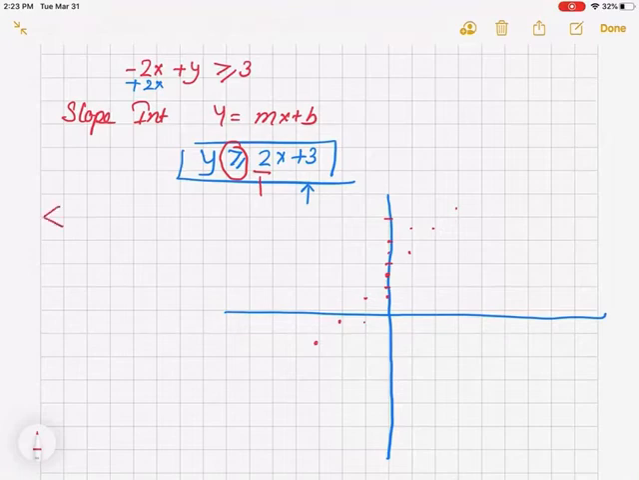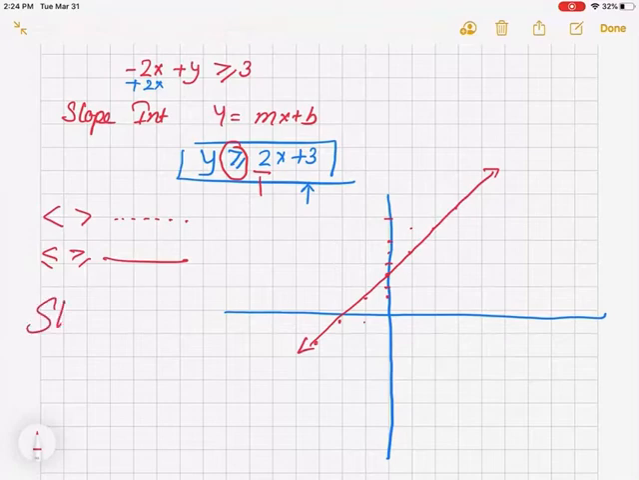So if it's just equal, greater than or less than sign, it would be a dotted line. If there's a line under, then there would be a solid line. Okay, so once I have all these points here, I need to draw the line. It's going to be a solid line, so it's going to be something like this. But that's not all. You still have to decide what area you need to shade.